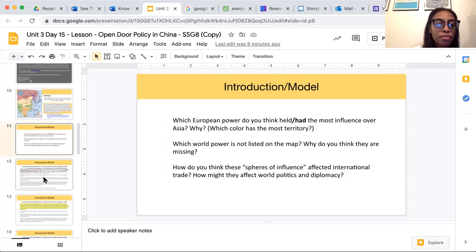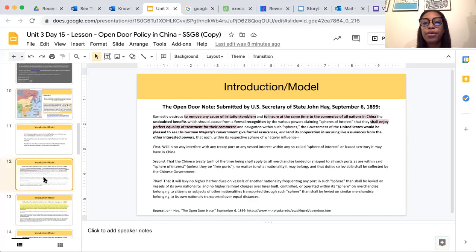As we move forward, this text here is extremely problematic because of its old English, okay?